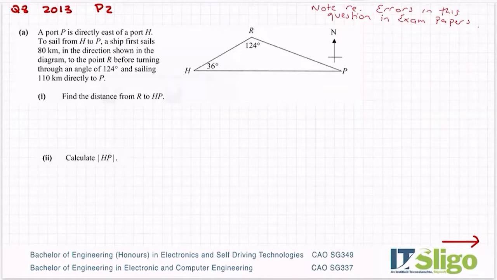Okay, so the first bit of confusion here was in here and sailing, because one would assume then that R was above H if it's going to sail in this direction, but it sails more northeast if anything. But anyway, towards the point R, so that's 80 kilometers, before turning through an angle of 124 and sailing 110. Find the distance from R to HP.